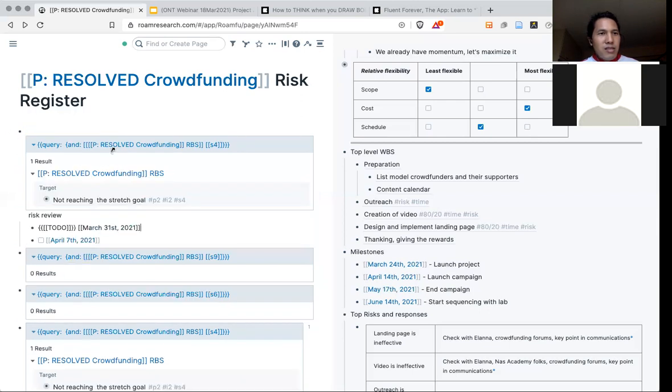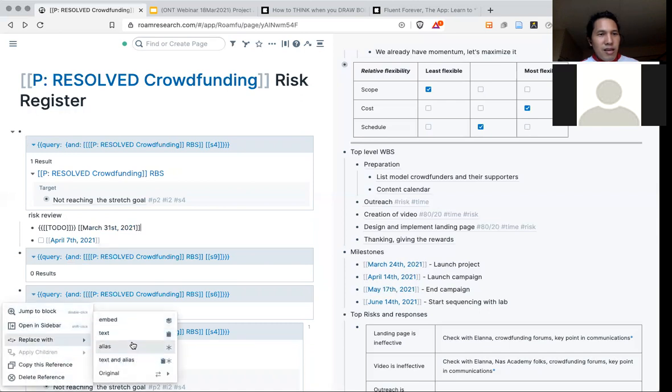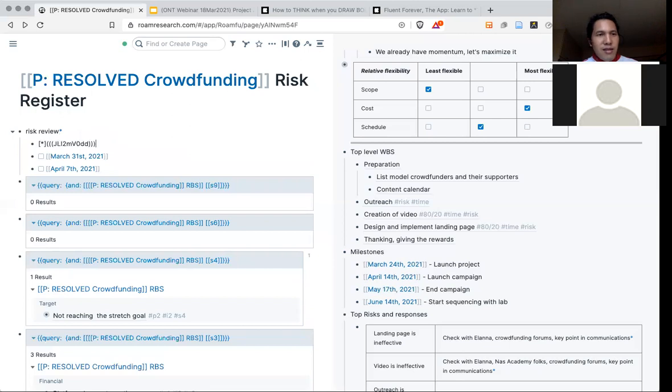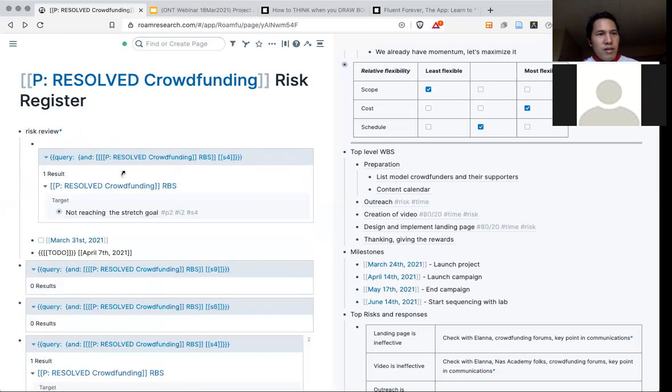We could make this into an alias or something like that. I would have made a sub block. Risk review, scope. I would have made a sub block under this one? Yeah. Scope. And then something like that. Maybe even one level lower with a scope or agenda, you see.